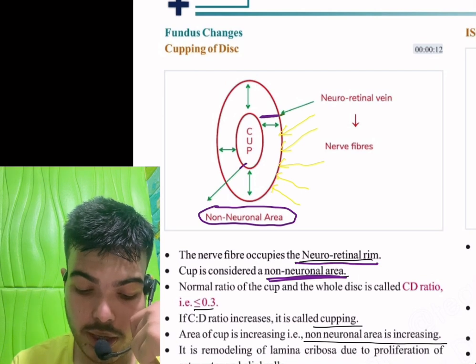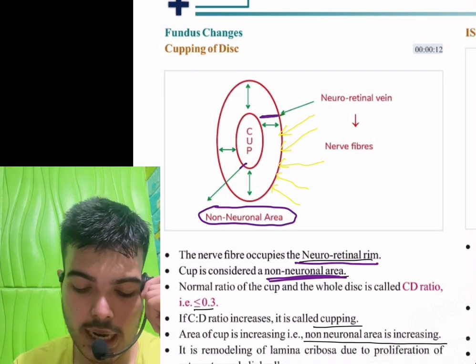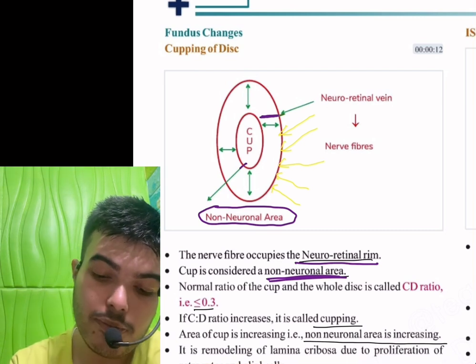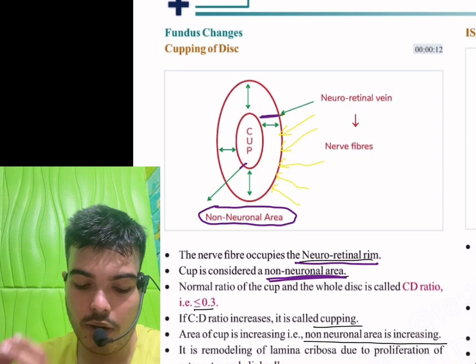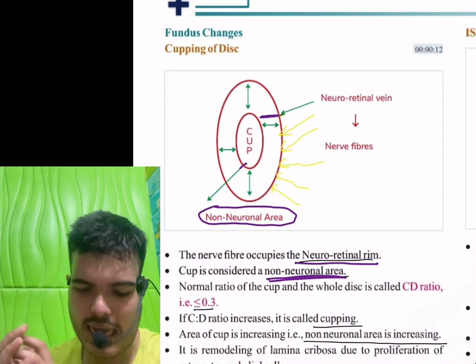Okay, so the area of the COP is increasing, that is, the non-neural area is increasing, if there is remodeling of the lamina cribrosa due to proliferation of the astrocytes and the glial cells. Okay, so there is remodeling of the lamina cribrosa due to proliferation of the astrocytes and the glial cells, right?